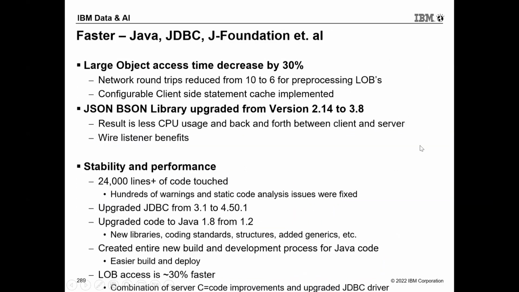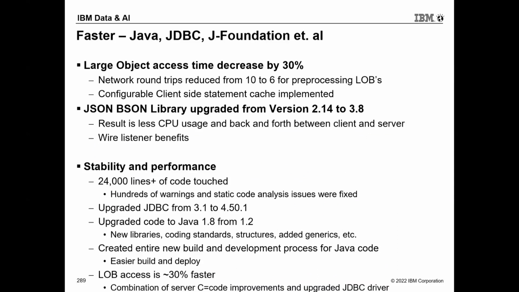Large object access time decreased by 30%. Network round trips reduced from 10 to 6 for pre-processing large objects. A configurable client-side statement cache was implemented. The JSON-BSON library was upgraded from 2.14 to 3.8, which gives the wire listener benefits.